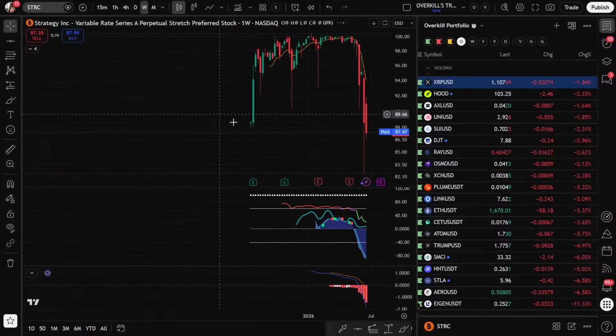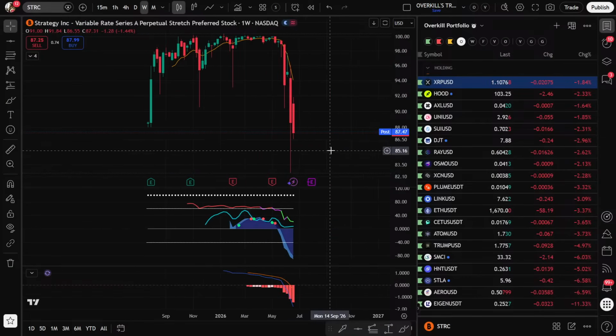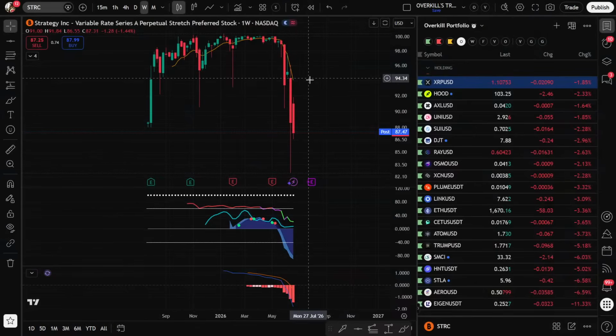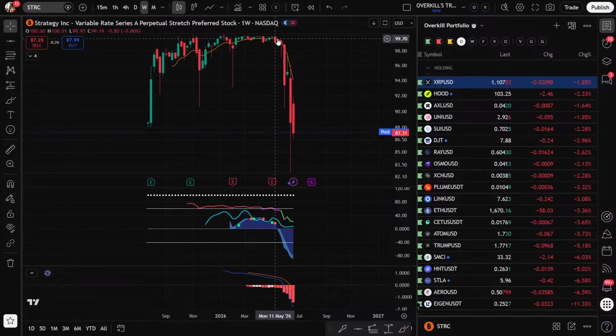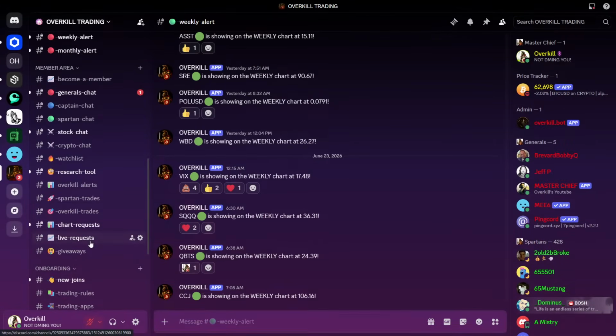STRC. Oh gosh, this is that dividend thing that Saylor released. I don't know, man. That kind of seems like a Ponzi scheme to me. But if you like it, I'd wait for the weekly. That one was supposed to be pegged to $100, from what I understood. It should have never fallen below $100, and it did. So that's a little concerning.